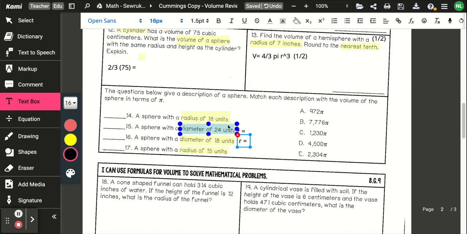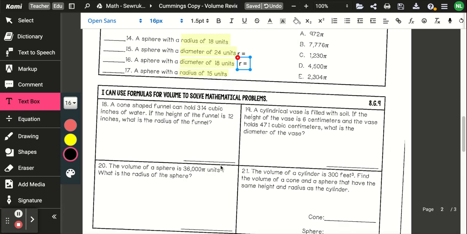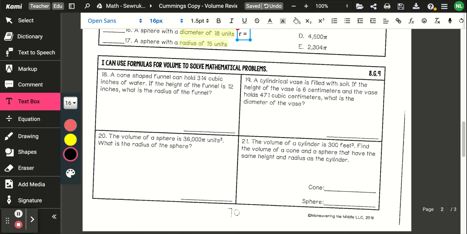Remember, this is the one where when you do the formula, you do not put pi in your calculator. You just times everything else. And then you leave pi there, and then you should be able to match them right up. All right, the last couple.